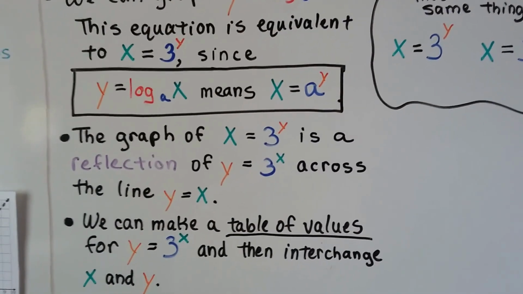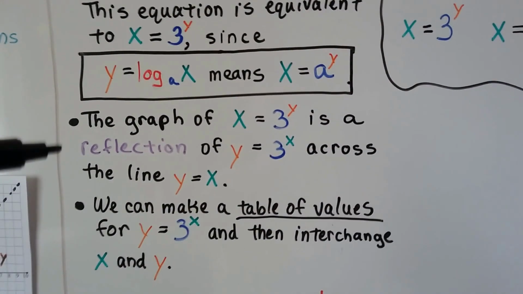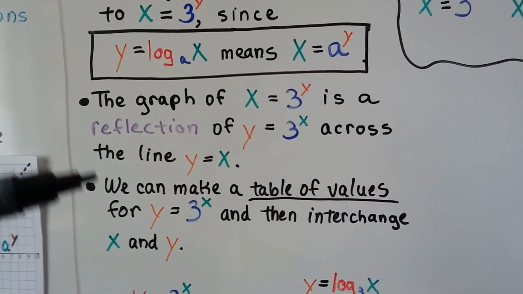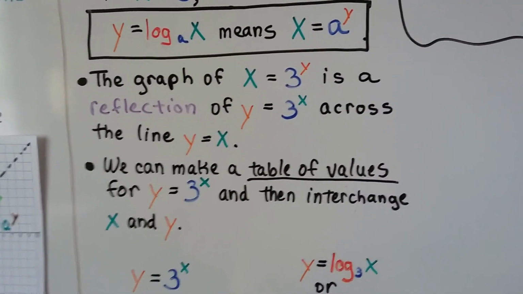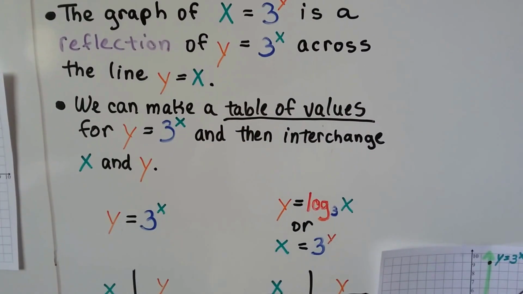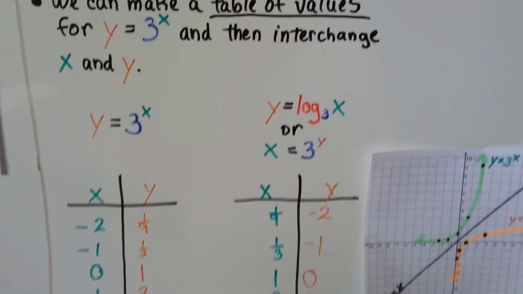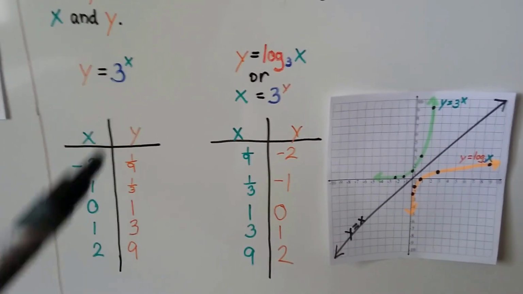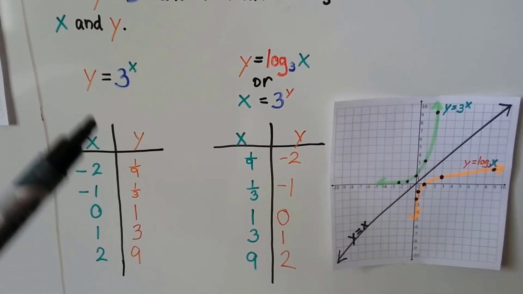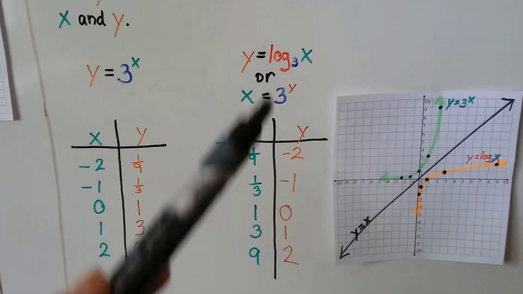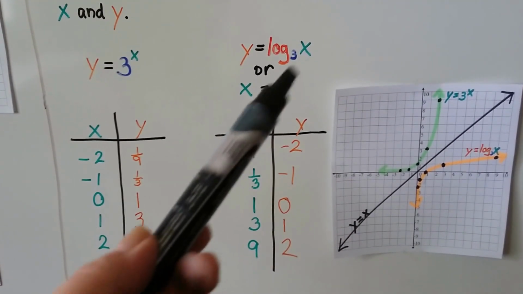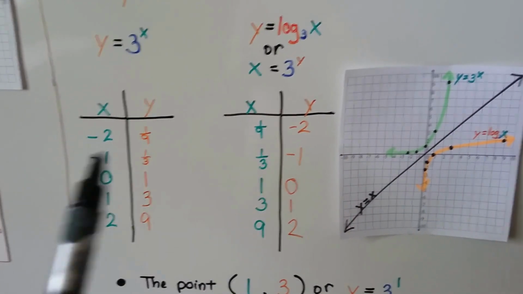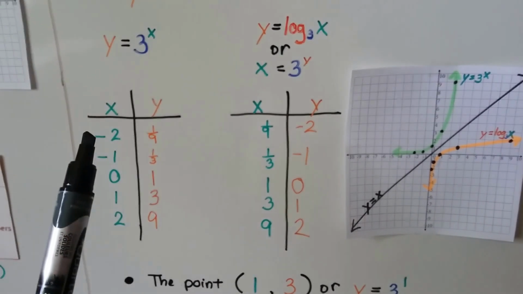And the graph of x equals 3 to the y power is a reflection of y equals 3 to the x power across the line y equals x, that diagonal line, okay? And we can make a table of values for y equals 3 to the x power and then interchange x and y. So we end up with a graph that looks like this. When we make a table of values to make this true, we come up with these values, and when we make a table of values to make x equals 3 to the y power true, we come up with these values. And if you look, they're inverses here, where we swapped.